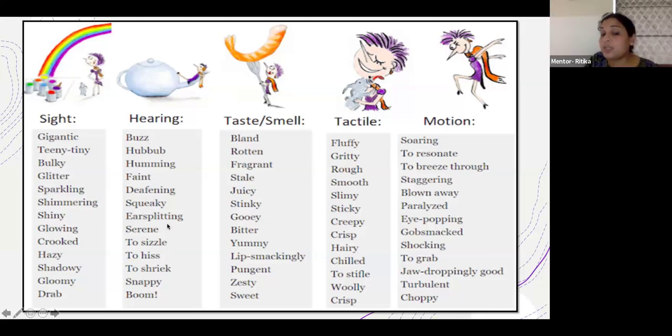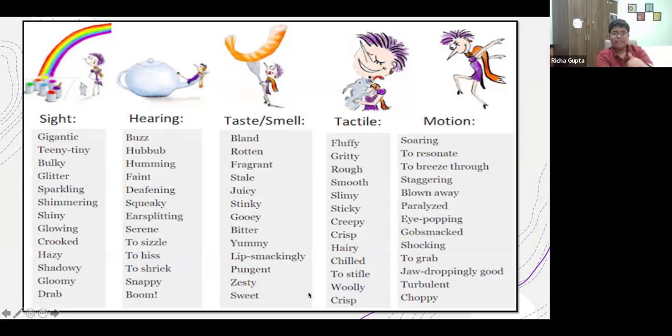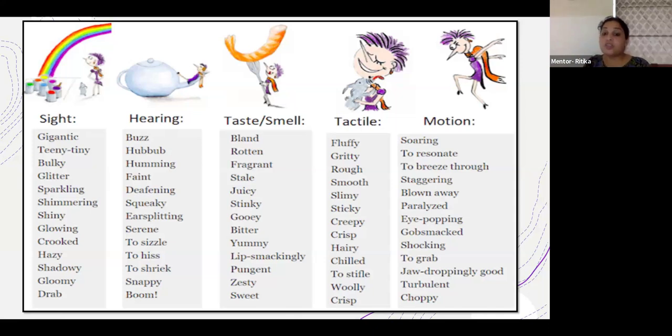So these hearing words are all onomatopoeias. Do you understand what is onomatopoeia? Yes, ma'am. It's basically what describes the sound. Sound, exactly. Words for every sound. Then taste, smell: bitter, gooey, stinky, juicy, stale, fragrant, rotten. Again, there are words to describe the taste as well, isn't it? Stringent, like that. Zesty, gingery, like that. Okay.